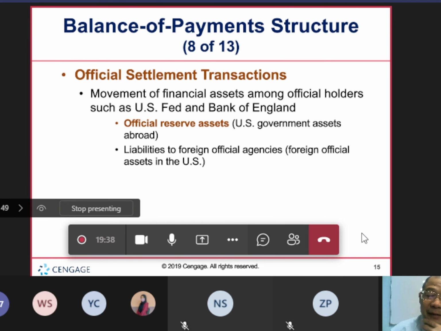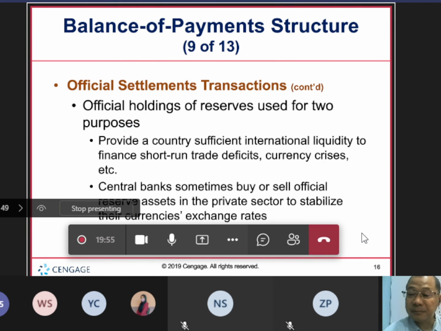So, official settlement transactions, not statements: movement of financial assets among financial holders such as the US Fed and the Bank of England. So official reserve assets, United States government assets, and liabilities to foreign agencies.